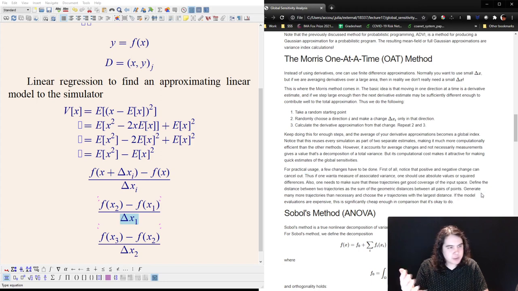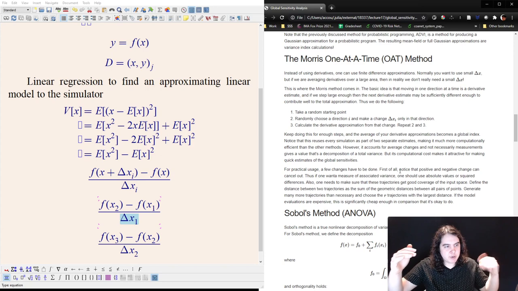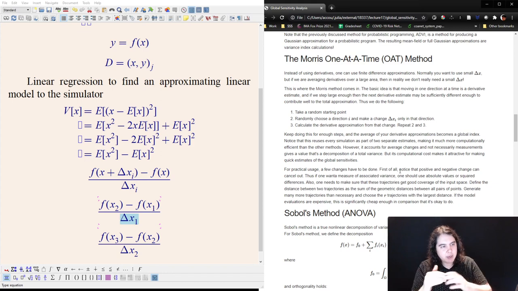For practical reasons, you actually need to make a few changes to this. One thing you can notice is that all of the positive changes in f and the negative changes in f will cancel out, right? So you'll naively say that, let's say you have a bunch of positive changes and a bunch of negative changes, then you might end up saying that parameter one does not have a large effect on the output, when in reality, it just had lots of positive and negative changes.